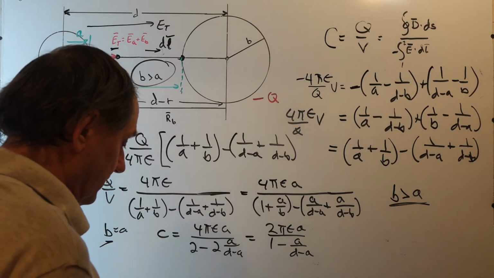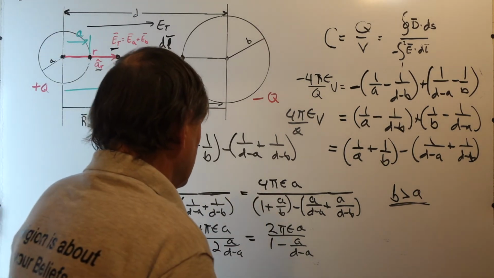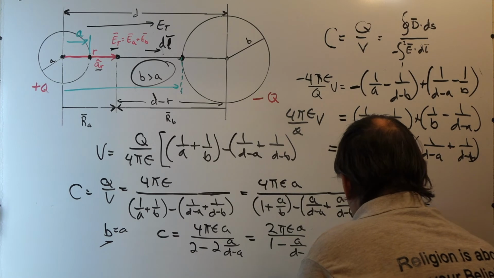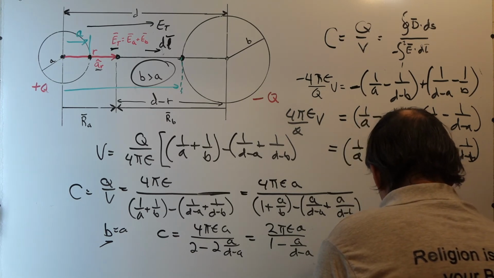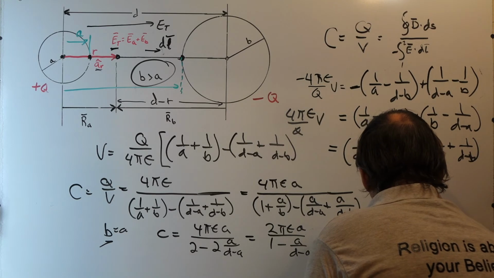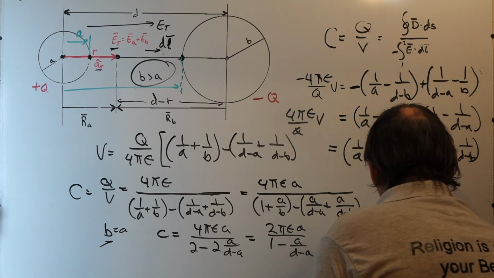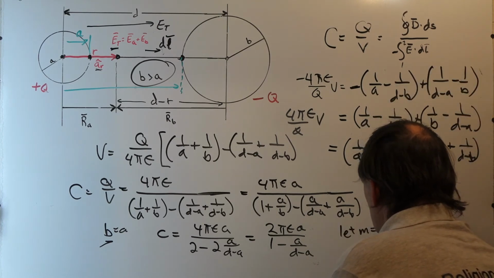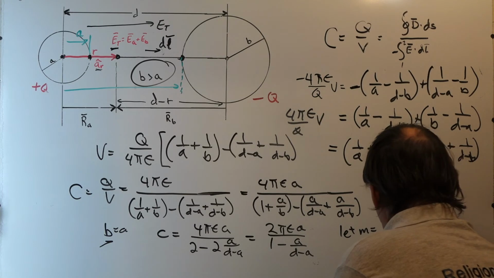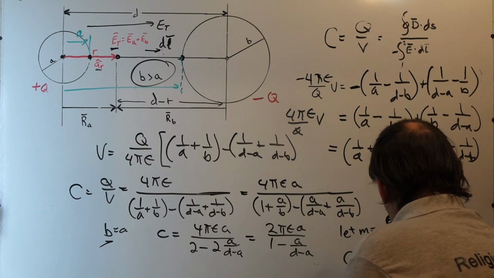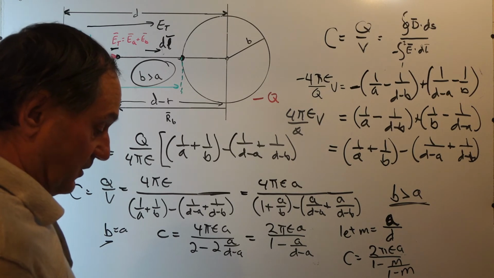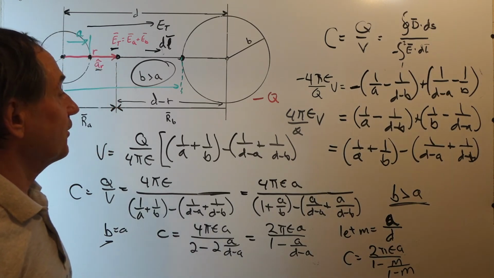Now, we can make this even a little easier, let M equal A over D. That is the ratio of the radius of the sphere to their separation. And if I do that, then my capacitance becomes 2 pi epsilon A over 1 minus M over 1 minus M. Now, let's look at this a little further.